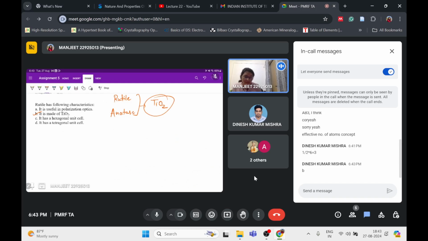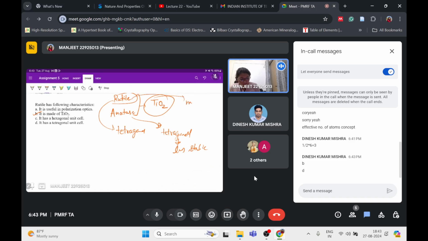How are they arranged in the rutile and the anatase phase? Let's discuss. In rutile, the atoms are arranged in a tetragonal structure. In anatase also they have a tetragonal structure, but it is less stable. Rutile is more stable at higher temperature, and anatase is stabilized at lower temperature. I'm just letting you know.